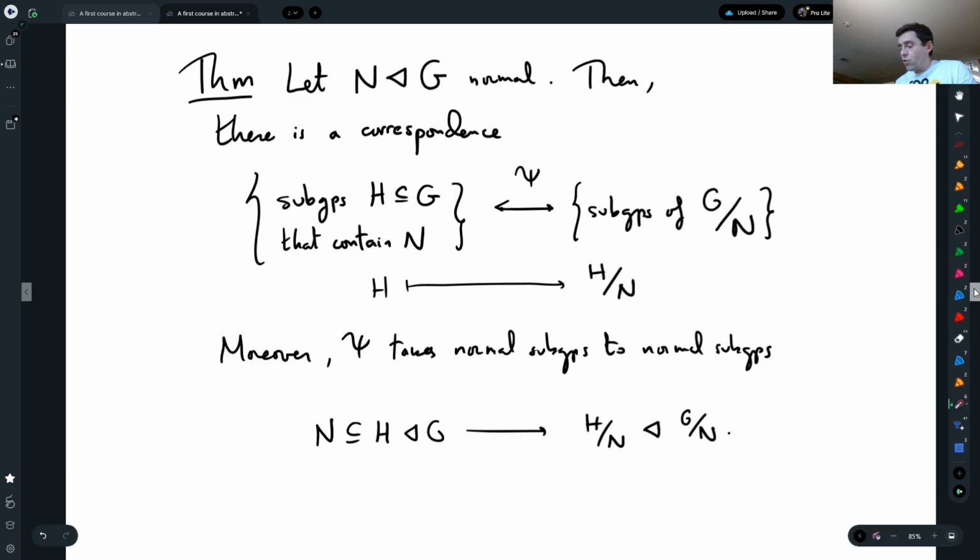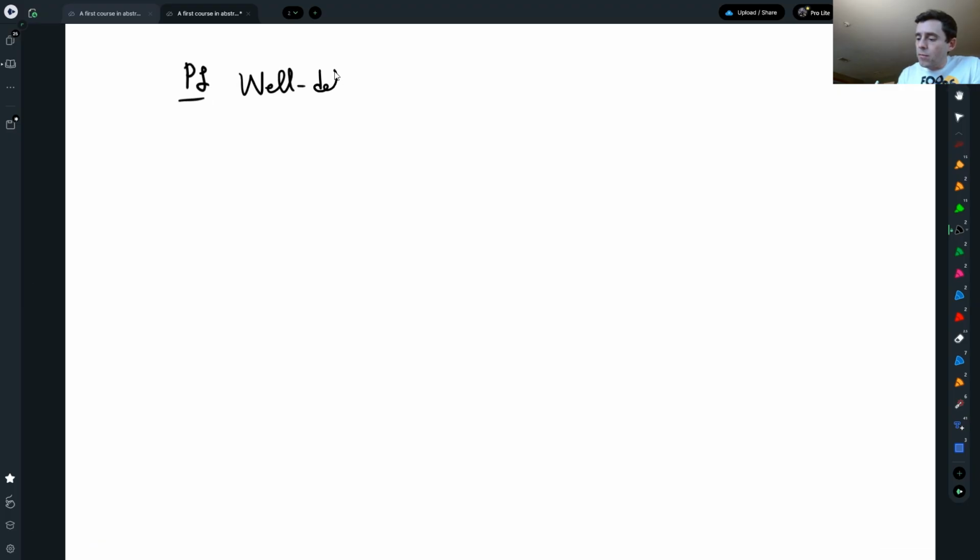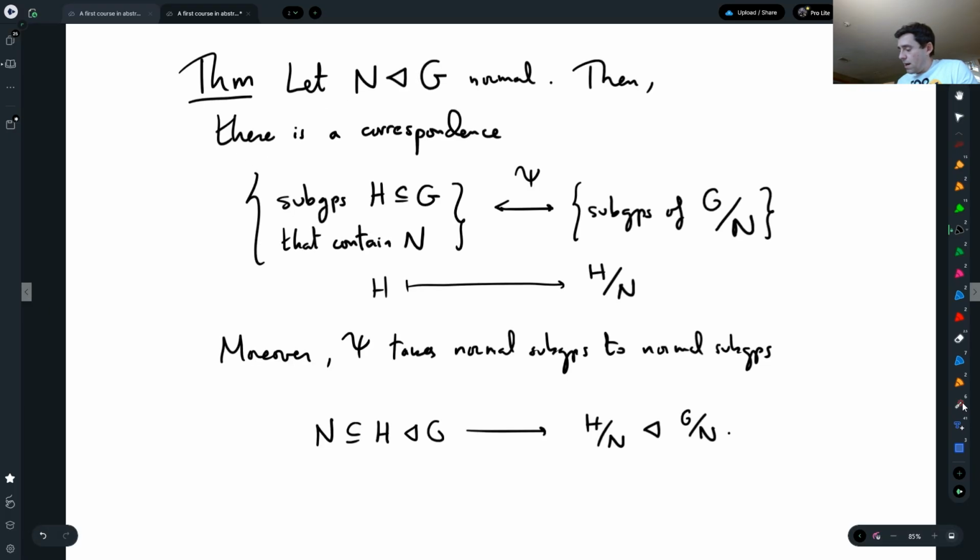So let's prove this correspondence. So we want to prove that there is a bijection like this that preserves normality. Let's do the proof. So first of all, let's check that the correspondence is well defined. By well defined here, I mean that if H is a subgroup that contains N, then this is a subgroup of G modulo N.